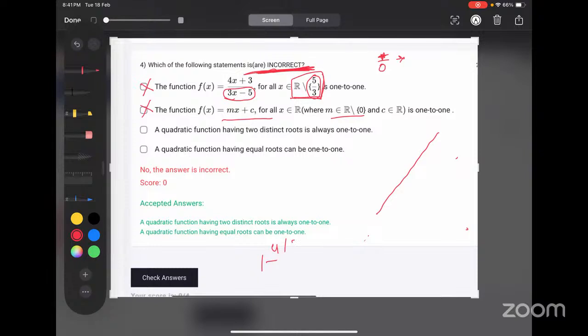Yes, ma'am. A quadratic function is always one-to-one. This is clearly an incorrect statement. So this is a correct one, right? And this is also similarly correct, right? Yes. Okay.